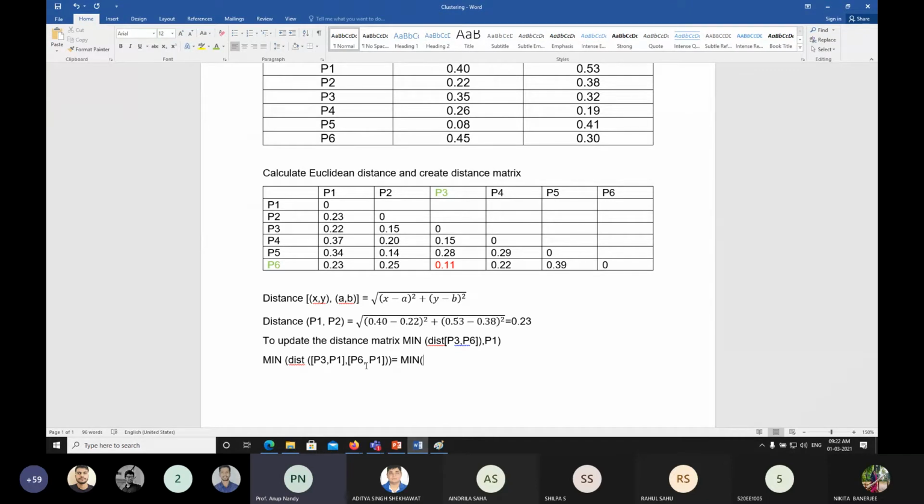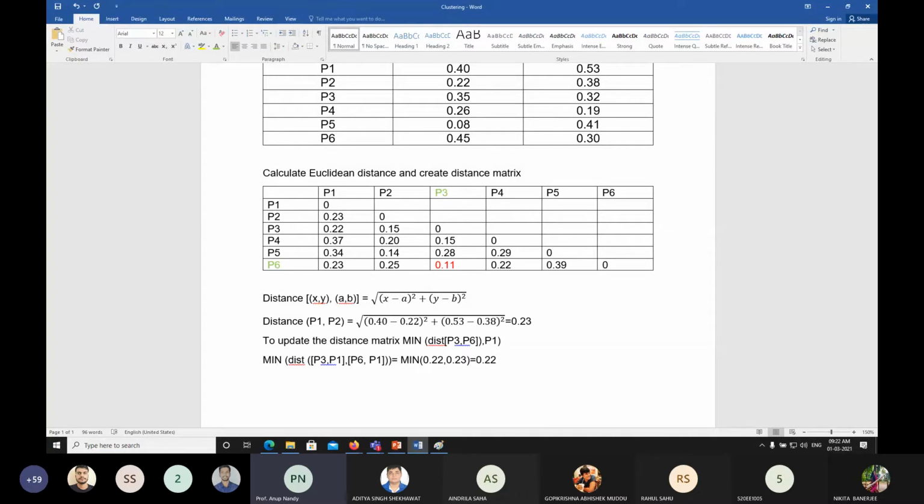Min of dist P3 P1 and P6 P1. Now, can anyone tell me what the minimum value will be? What will be the value of P3 P1? Sir, 0.22. 0.22, and P6 P1? 0.23. Very good. It will return 0.22.